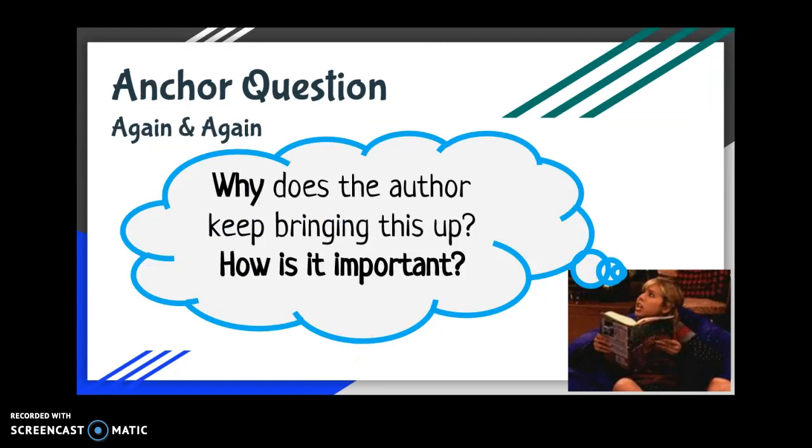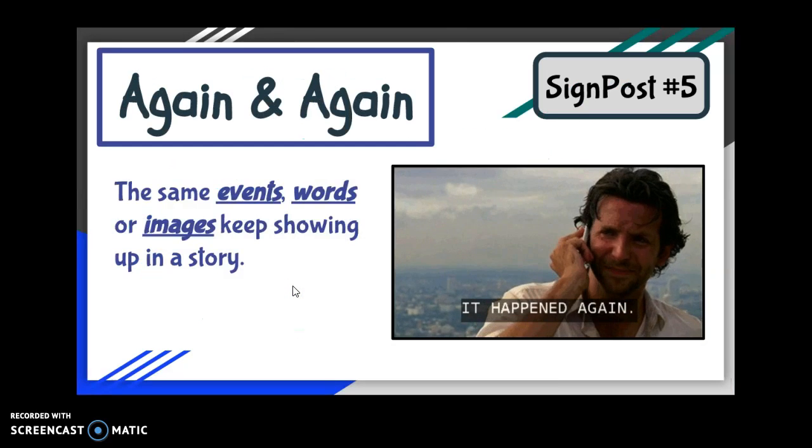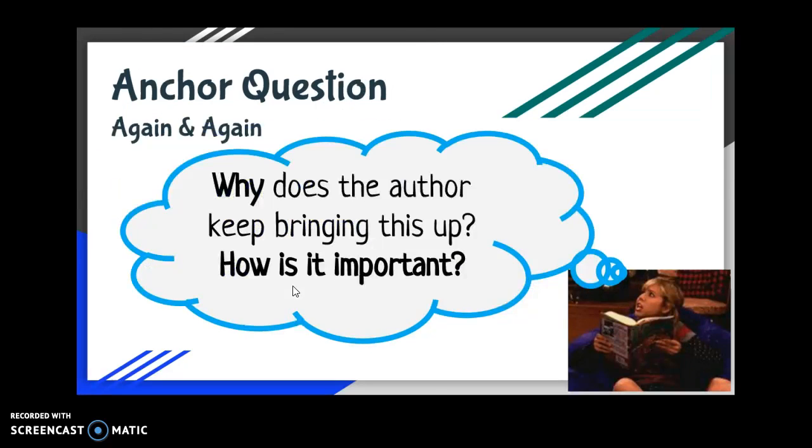Here's your anchor question. Why does the author keep bringing this up? We know that they typed it in on purpose, so why? And lastly, how or why is it important? If we know things that repeat are important, we need to make sure we're asking how and why it's important. Go ahead and take some time to pause and go back and make sure you got your definition on this slide and your anchor question down on this slide. Moving on.